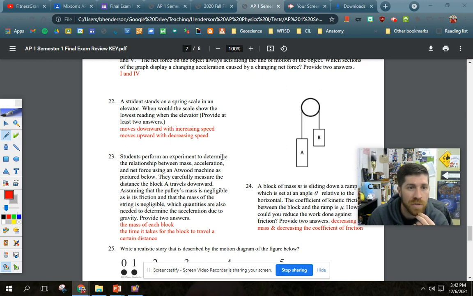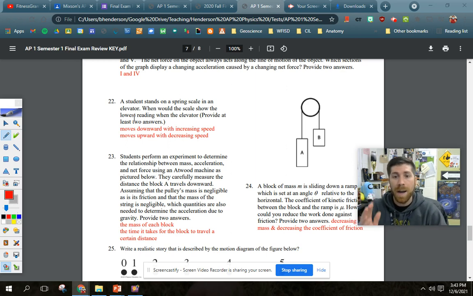So on 22, if you're on a spring scale in an elevator, obviously you've had that feeling if you've ever been in an elevator where you go really fast and you might feel heavier or lighter, depending on if you're going up or down. So if I wanted to get a low reading, that would mean I'd have to be moving down really fast, so I'd feel like I'm floating.